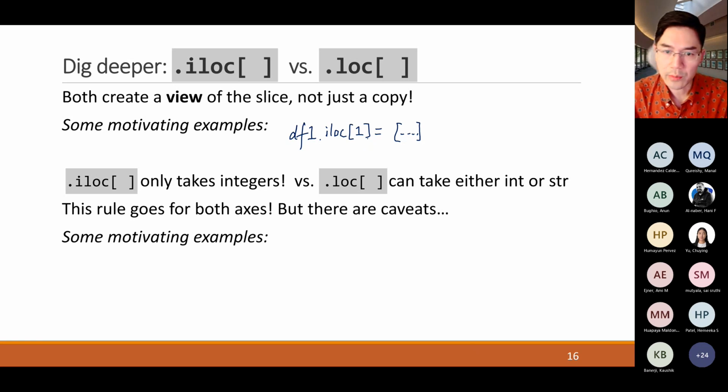Typically, we will not put this slicing object on the left side unless you are manually replacing a particular value or particular row purposefully. Typically, we don't do that.